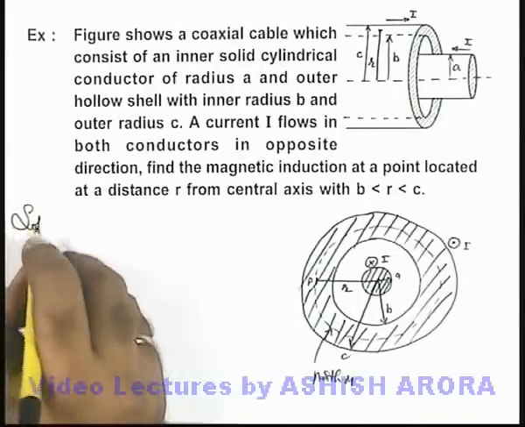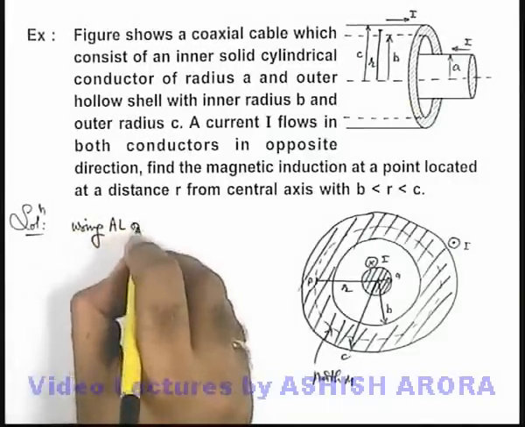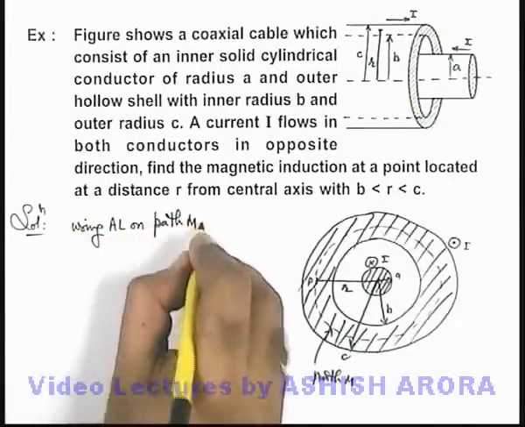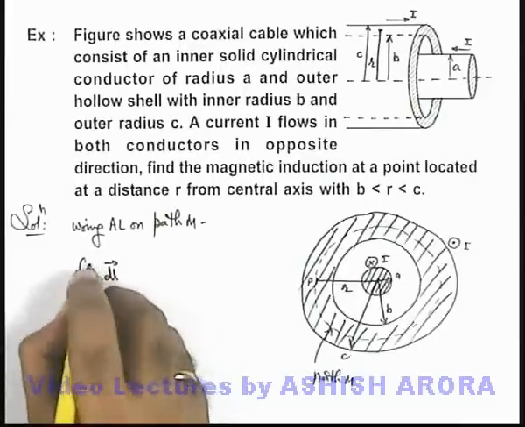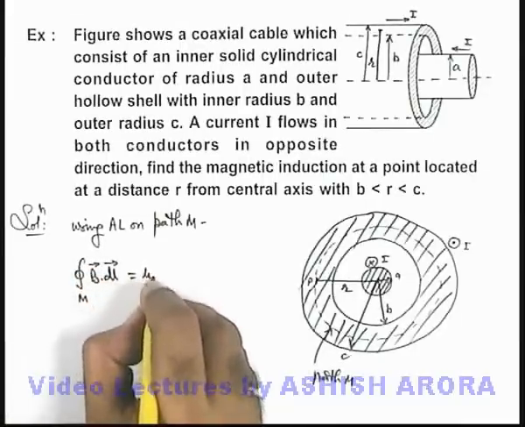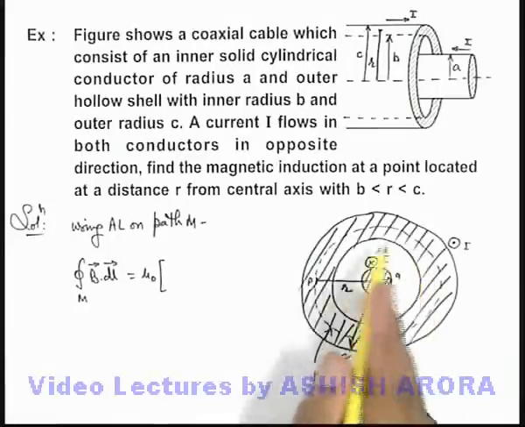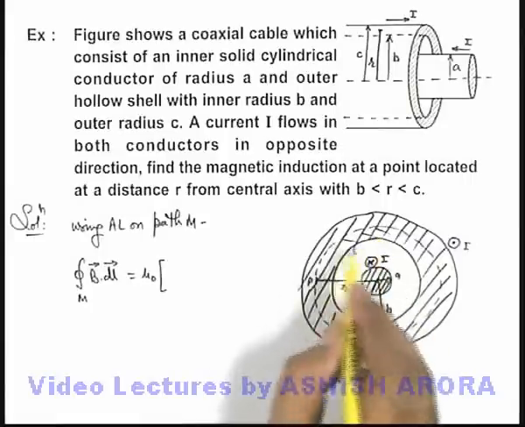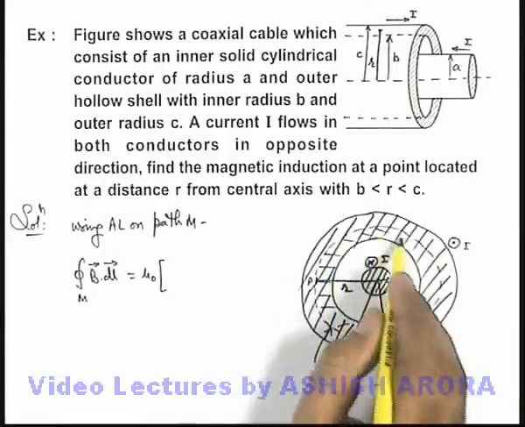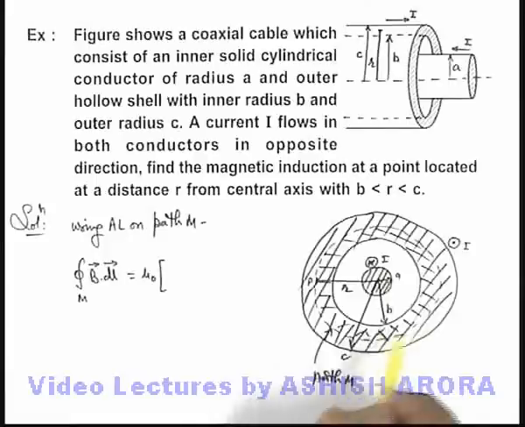Here in the solution, we can start with using Ampere's law on path M. Here we can write integration for the closed path M, B dot dl. This line integral must be equal to mu naught multiplied by the total current enclosed by this closed path. So by this closed path, one current I is flowing completely in inward direction and another current is enclosed within this area. That can also be calculated by proportionality, because this current I is uniformly distributed in the cross section of the outer shell.